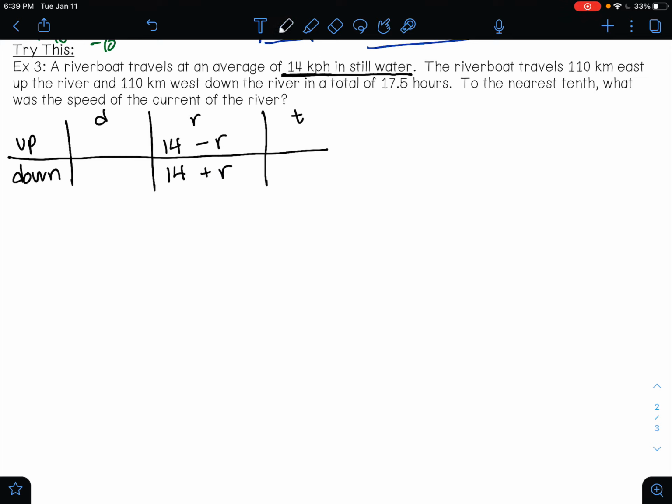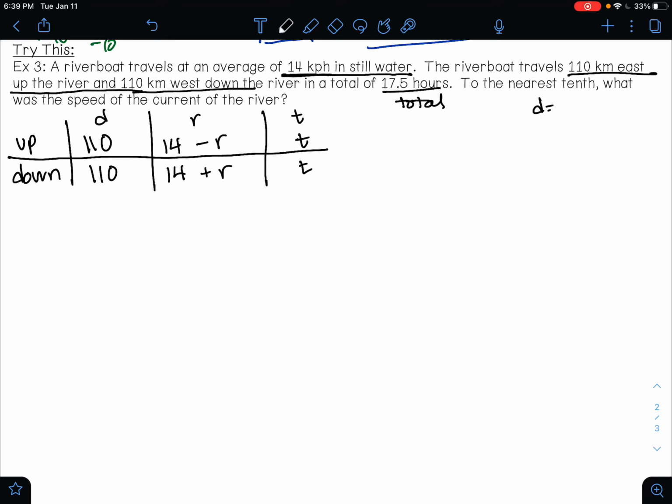They tell us that the boat goes upriver for 110 kilometers and downriver for 110 kilometers. And we don't know what time it takes each way, but we do know the total time. So just T and T.